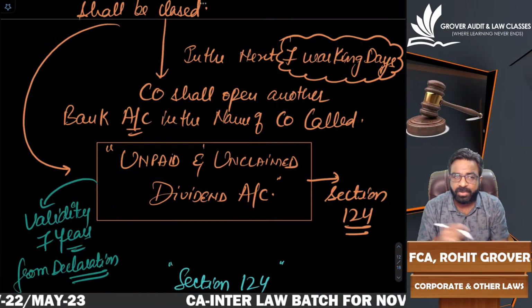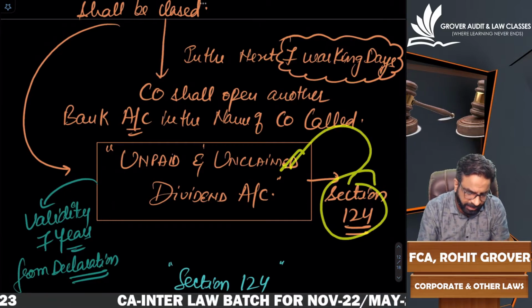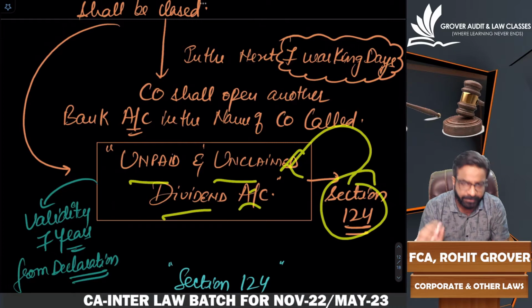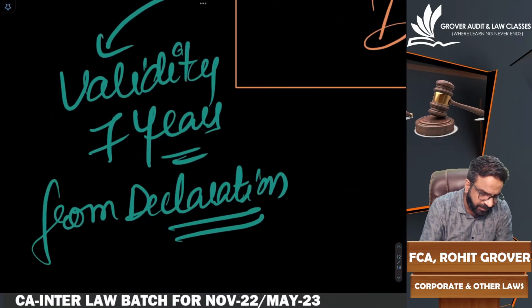What is the name of 127? Penalty on the company on non-payment of dividend within 30 days. And what is 124, Amma? Read the topic again. Unpaid and unclaimed dividend account.